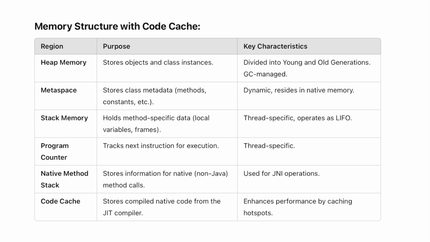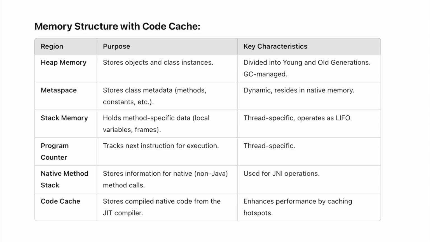Now we have the PC register. This is a program counter, and it tracks the address of the next instruction to execute in a thread. It is thread specific, which means each thread has its own PC register. So it's part of your stack. Then you have the native method stack, which stores native method calls and their context. That's it.